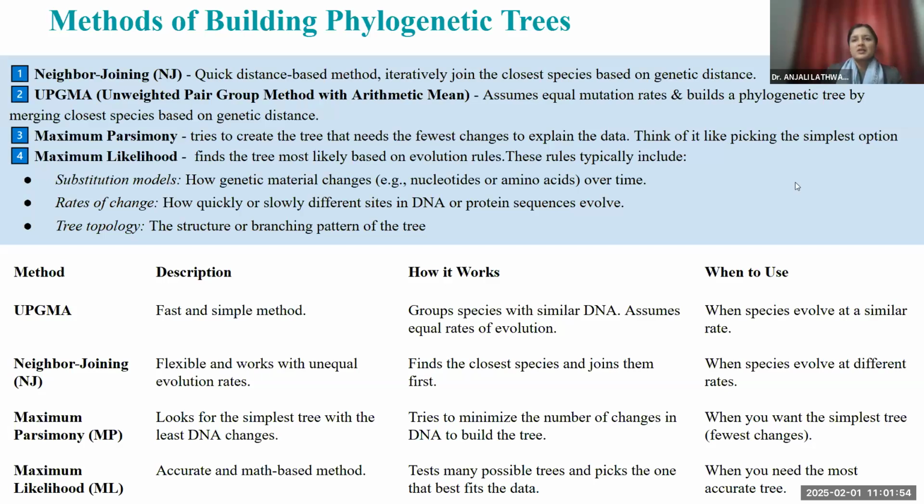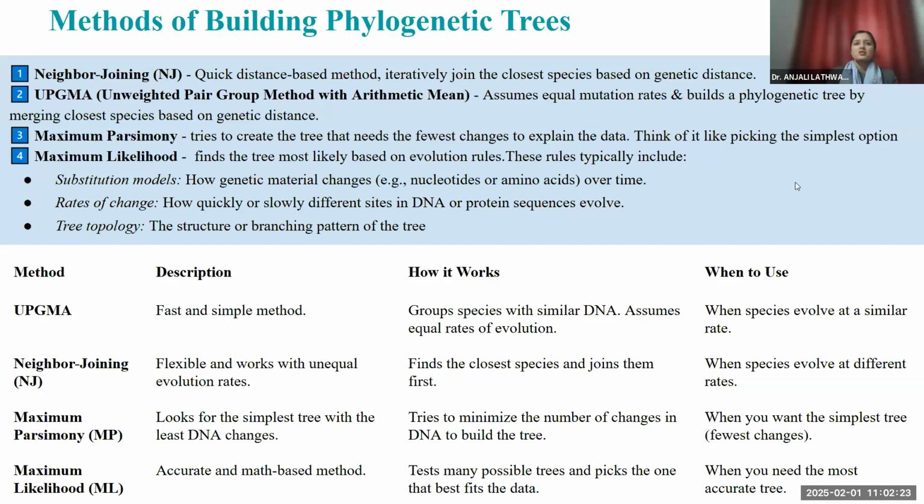Basically, it assumes that mutation rates or evolution rates are almost equal. That is the assumption which the UPGMA method makes. It's quite fast and simple. It basically groups species with similar DNA first, assuming an equal rate of evolution, or when we have some indication of whether species evolve at a similar rate or not. Then you use it to build those trees.